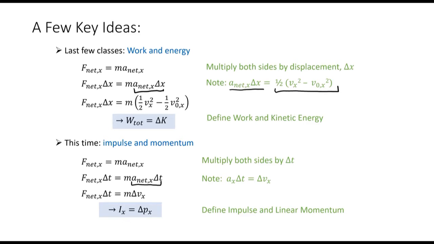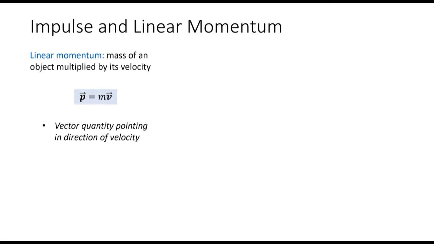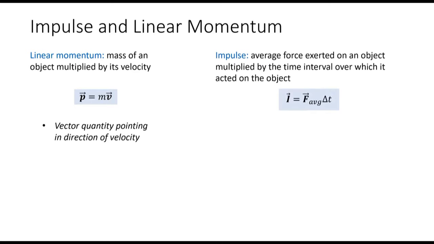So now I have a new relationship equating the impulse to the change in linear momentum, specifically in the x direction in both cases. Okay, so we already learned linear momentum is just p equals m times v, and that it's a vector pointing in the same direction as the velocity. Impulse, we just learned, is really the average force multiplied by the time over which that force is acting on an object.